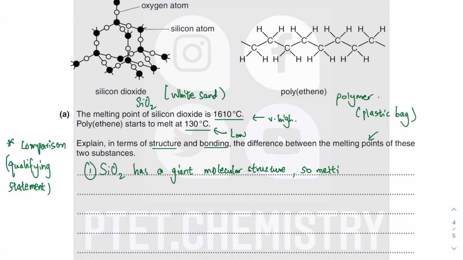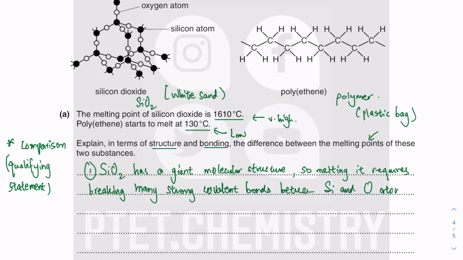So I need to talk about melting it, okay? So melting SiO2 requires breaking a large number of, breaking many strong covalent bonds between silicon and oxygen atoms. Therefore it needs a large amount of energy. A very large amount of energy, okay?